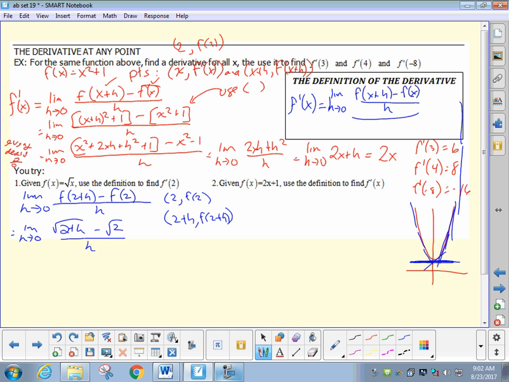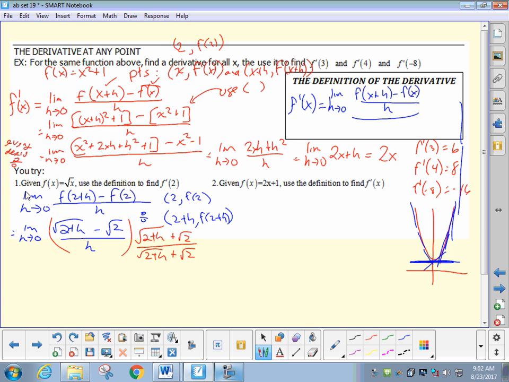It goes to 0 over 0, right? So like all derivatives do. What can you do algebraically here to make this happen? Rationalize the numerator. What do you multiply by? The conjugate, root 2 plus h plus root 2 over itself.